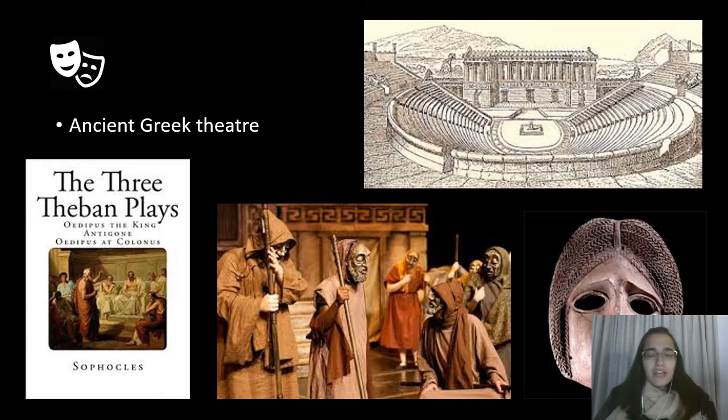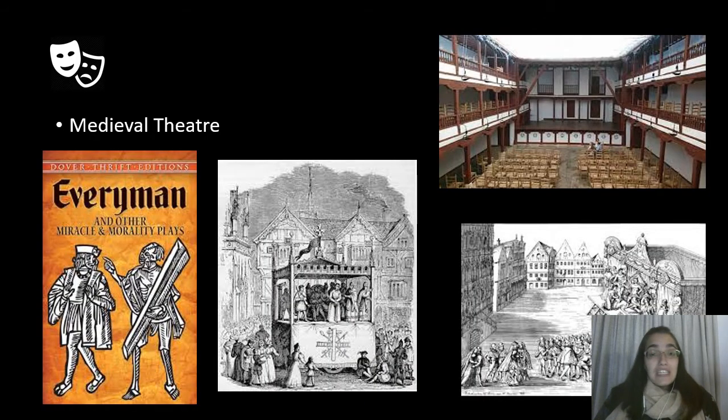We'll also be looking at the structure of the amphitheatre. Next, we'll be moving on to medieval theatre, and we'll be looking at Everyman and plays that deal with morality, good and evil, that kind of stuff. And we'll be looking at the stage and how it's developed from the amphitheatre into the theatres that were used within medieval times.